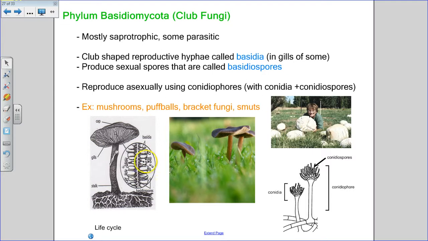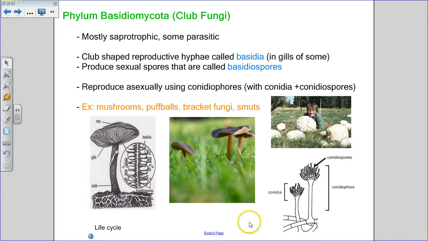They have these basidia in the gills of a mushroom, the little almost like pages of a book on the underside of the mushroom. Those are the gills. Along each side of the gill would be the sexual structures, the basidia. The basidia are club-shaped, and that's why they call them the club fungi. And they produce sexual spores called basidiospores.